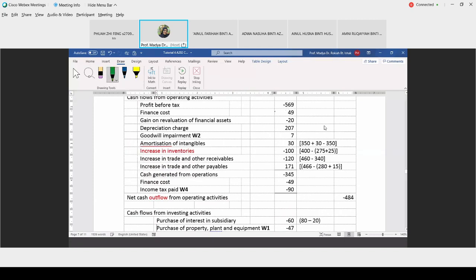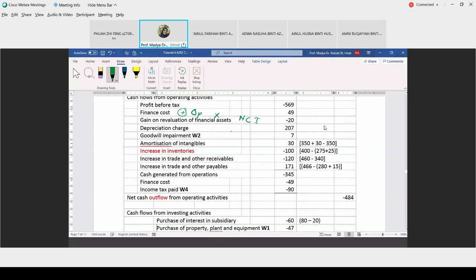Finance cost, we need to add back. We need to add it back because it's not part of operating. And then gain on revaluation, previously we already added, so we need to minus it because this is a non-cash item. This one is not an operating activity, so we need to add back the finance cost.